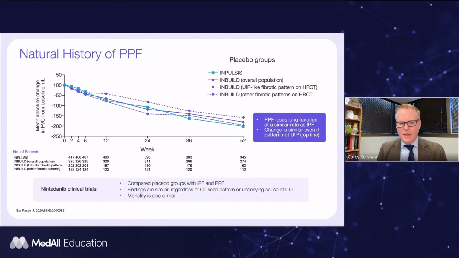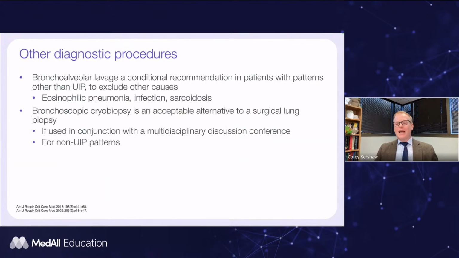And I show you this because you'll notice that patients with progressive pulmonary fibrosis progress at about the same rate as patients with IPF not on therapy. What this means is that progressive pulmonary fibrosis loses lung function at a similar rate. And the change is the same even if the patients have some other pattern besides UIP. Progressive pulmonary fibrosis is a serious diagnosis and warrants attention and possibly some therapy, and we will talk about that shortly. What about other diagnostic procedures?